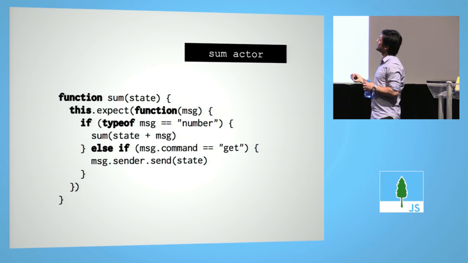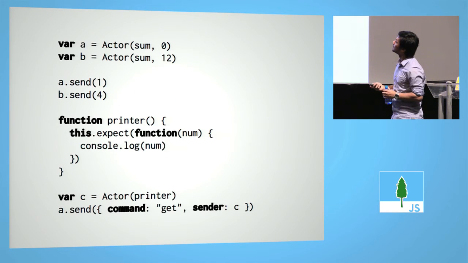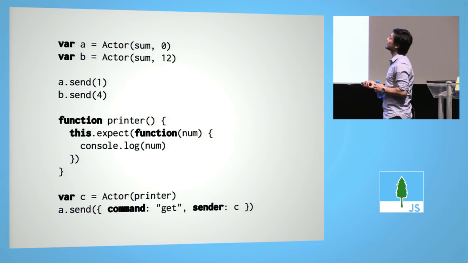However, if it is an object with a command property that equals get, then we don't recurse. In fact, we just bail out. But what we do is send to the sender of this message, which is another actor, our state. I hope that makes sense. So this is how you could run that.